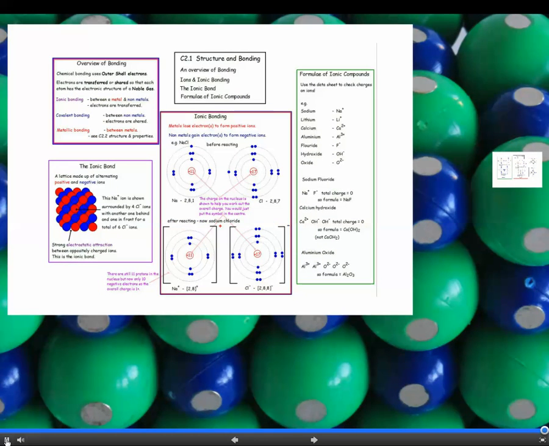That covers ionic and covalent bonding, and now we're going to have a look at how the bonding affects the properties of substances.